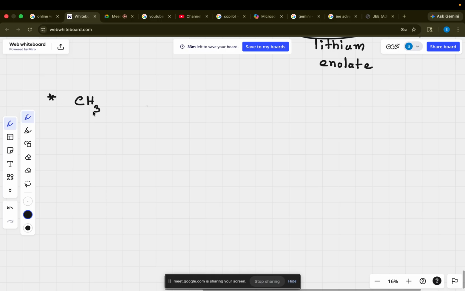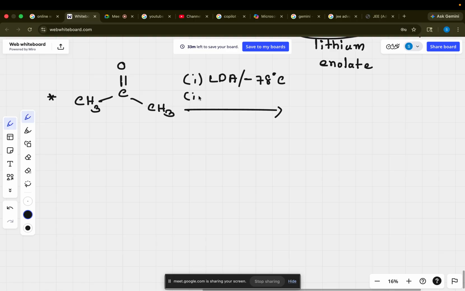Now suppose next you have acetone, CH3, C double bond O, CH3. Here I am giving LDA at minus 78 degree centigrade. This is the first reagent. Second you have cyclohexanone, you know the structure. And third you have tosyl acid, TsOH, in presence of heating. So try to do it.